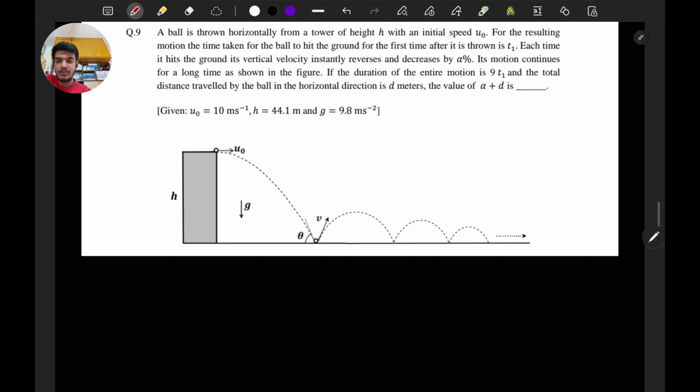which is question 9, which says a ball is thrown horizontally from a tower of height h with an initial speed u0.